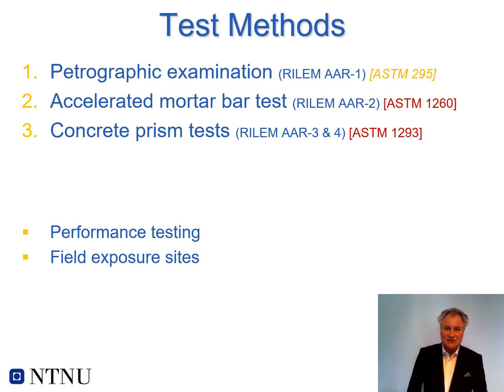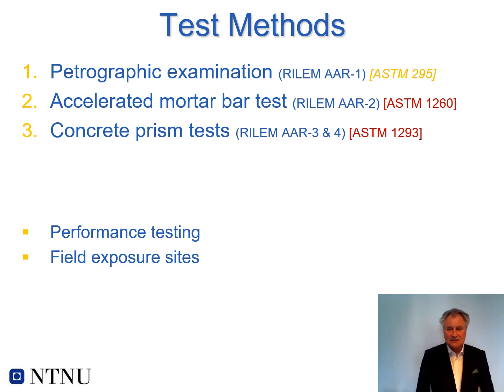Then the second step in the testing procedure is to do an accelerated mortar bar test called the RILEM AAR-2 method, where you accelerate under high temperature and high alkali load to see if your aggregate is reactive in the mortar. And then finally you have the third step, which is a concrete prism test, where you also take the coarse part of the aggregates and make a concrete mix, and you accelerate that under, it could be 38 degrees or it could be 60 degrees, to see how those concrete prisms are expanding.